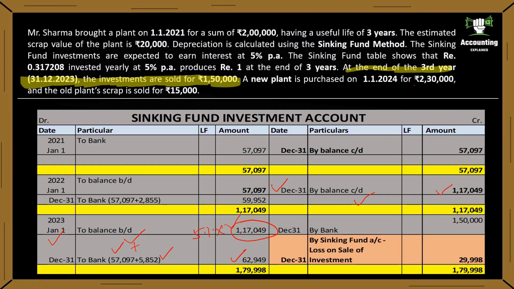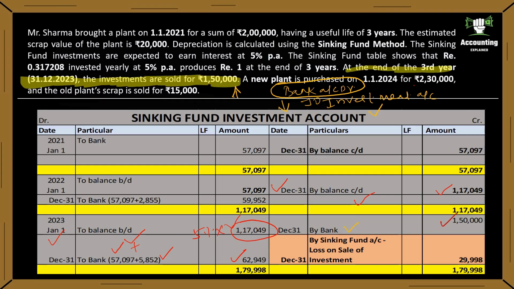What is the journal entry when you sell the investment? When you sell the investment, the journal entry will be bank account debit to investment, or any asset. Here bank is debited because your bank balance is going to increase, and investment is credited because investment is an asset, that balance is going to be reduced or become zero. So in the sinking fund investment account, it will be credited by bank, 1,50,000, the sale value of the investment.